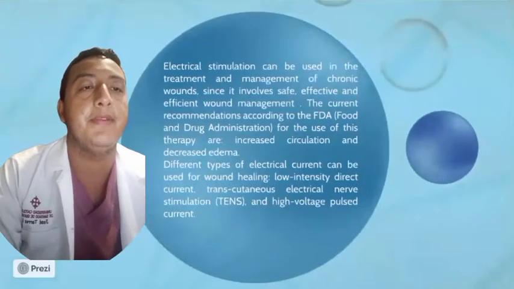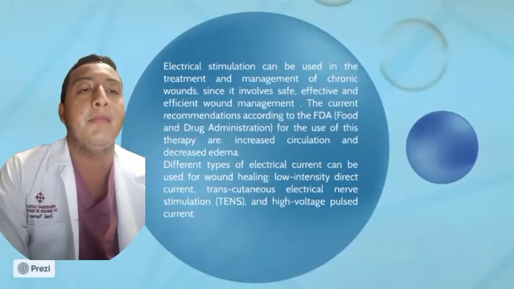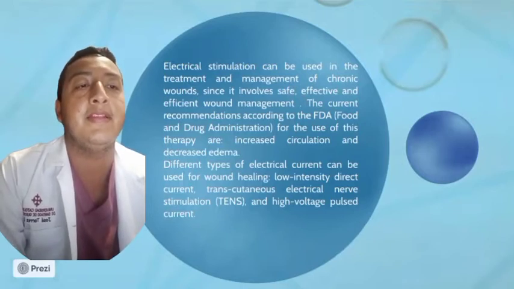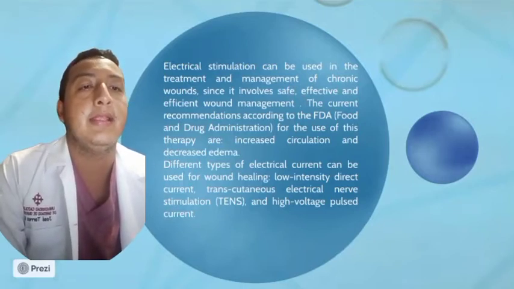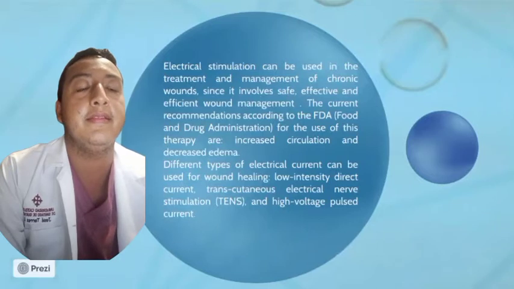Electrical stimulation can be used in the treatment and management of chronic wounds, since it involves safe, effective, and efficient wounds management. The current recommendation, according to the FDA, for the use of this therapy are increased circulation and decreased edema. Different types of electrical currents can be used for wound healing: low intensity direct currents, transcutaneous electrical nerve stimulation (TENS), and high voltage pulsed currents.